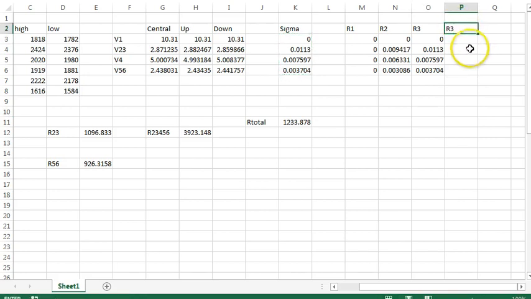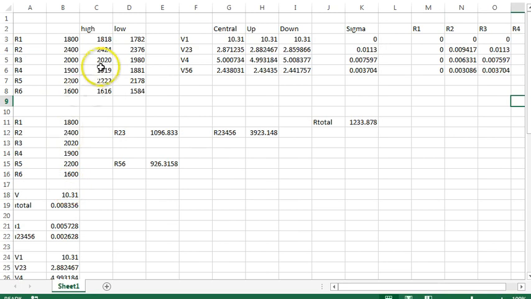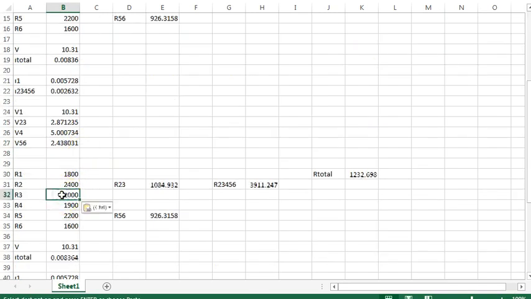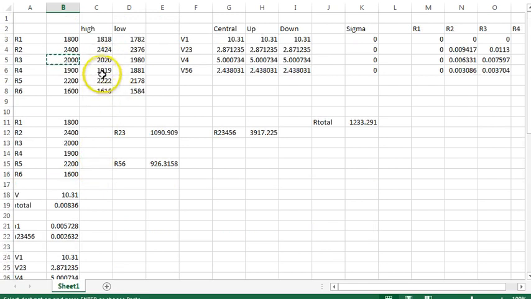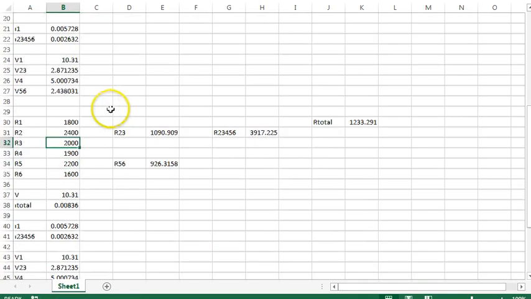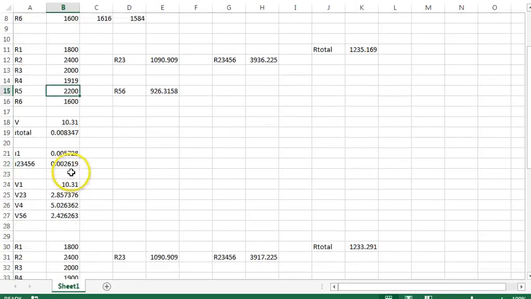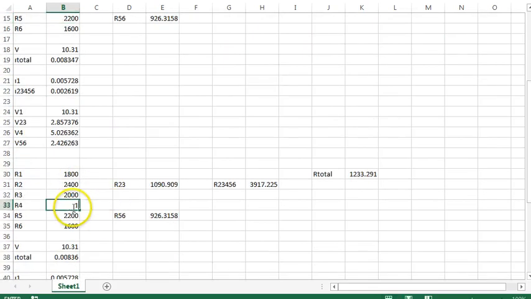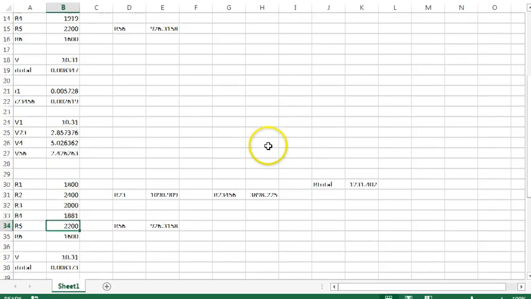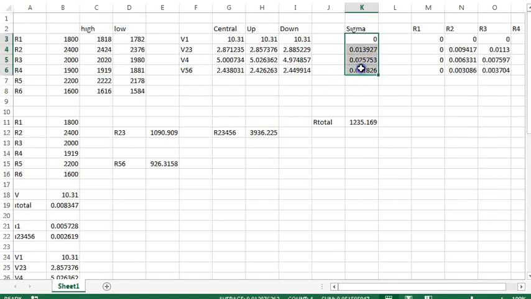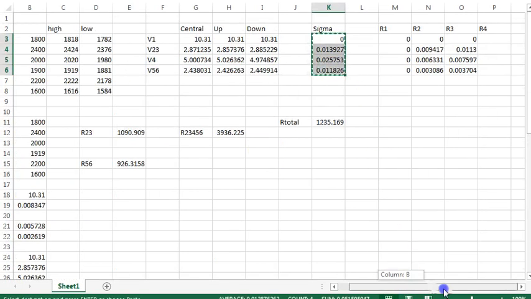So we're going to go on and do R4. All right, again, have to put R3 back. And then R4, either 1919 or 1881. 1919, 1881. And here we have the sigma due to R4.